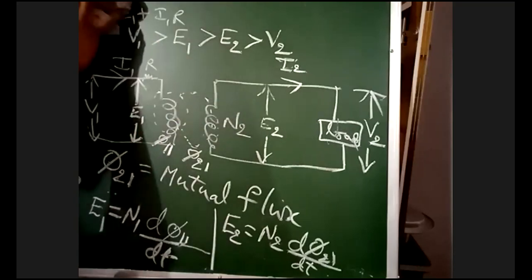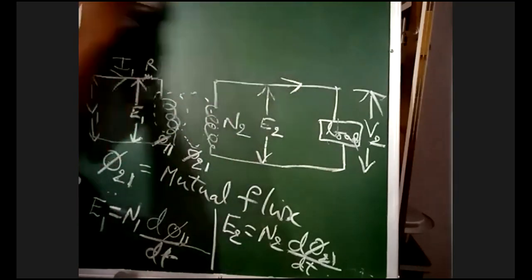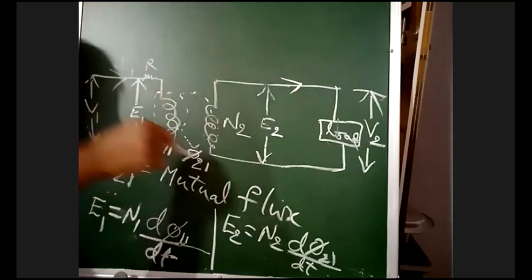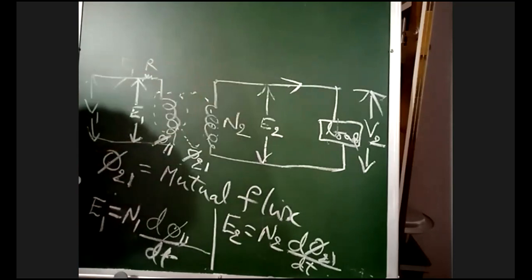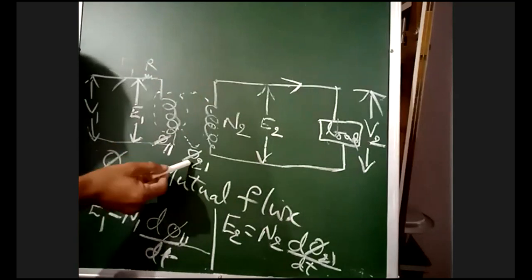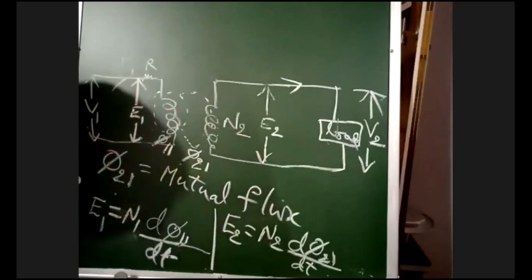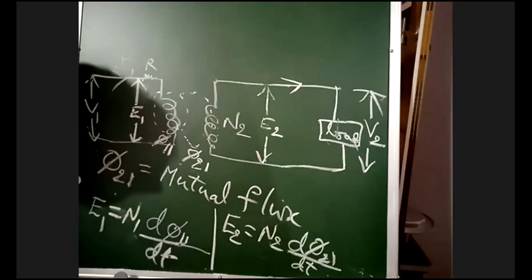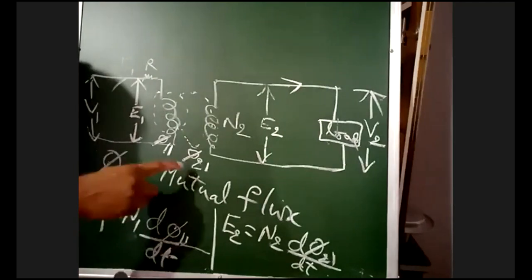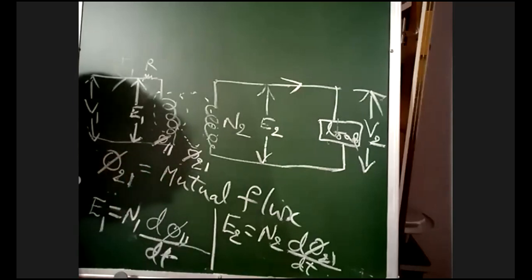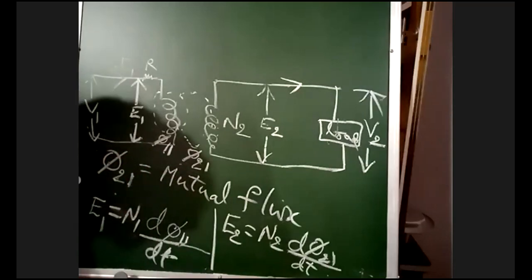But now I am telling the principle. See the principle in transformer. The principle in transformer is mutual induction. See here, phi 1 is the mutual flux. Due to this mutual flux, some voltage is induced in the secondary winding. If there is no mutual flux, there is no voltage here. That means transformation is occurring due to the mutual flux. Therefore, the principle in transformer is mutual induction. It is not conduction, it is mutual induction.